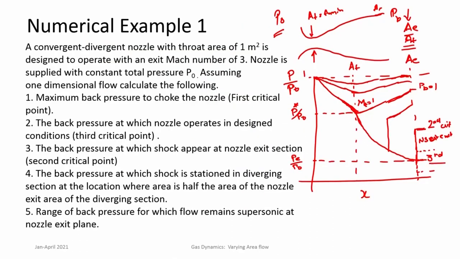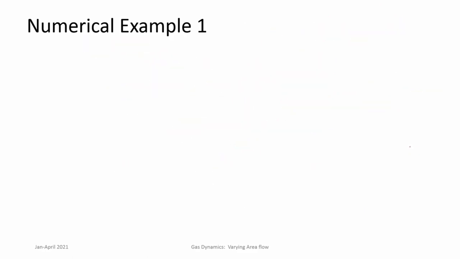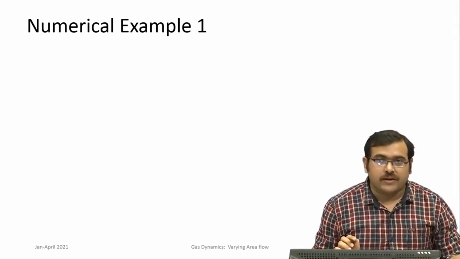So that is the third critical point. Now what we need to find out is what is the pressure at which the flow is completely supersonic throughout the divergent portion of the nozzle, but at the exit it encounters a normal shock. If it does that at the exit, the flow is subsonic. When flow is subsonic at the exit, then the pressure at the exit will match the back pressure. So that pressure we have to find out.